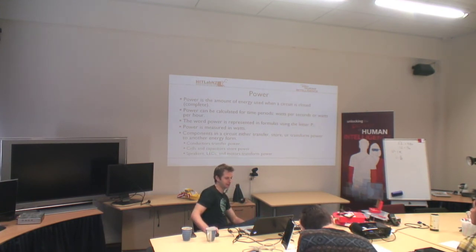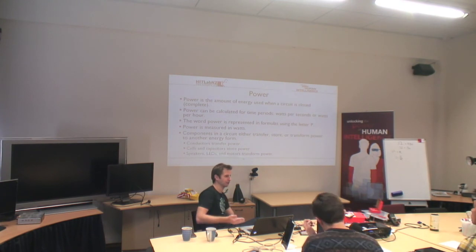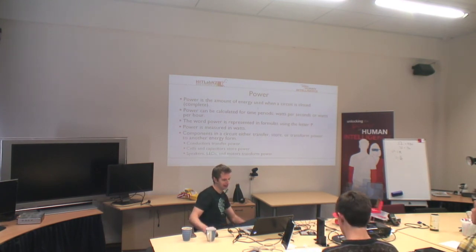Power is represented in formulas using the letter P. It's measured in watts, which is the amount of energy used. And components in a circuit either transfer, store, or transform power. So conductors transfer power, wires allow power to travel through them. Cells and capacitors store power, so when you charge a battery, you're storing power. We'll look at capacitors a bit later on. And speakers, LEDs, motors transform power, so they're transforming it from electrical power to light power, whatever else.